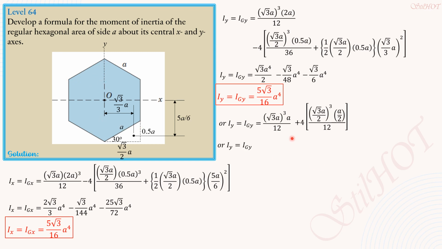Combining, the first term is equal to square root of 3 over 4 a to the fourth, while the second term is square root of 3 over 16 a to the fourth. So combining, the answer would still be the same: 5 square root of 3 over 16 a to the fourth.